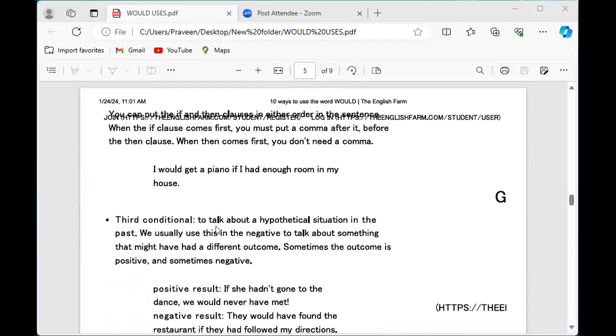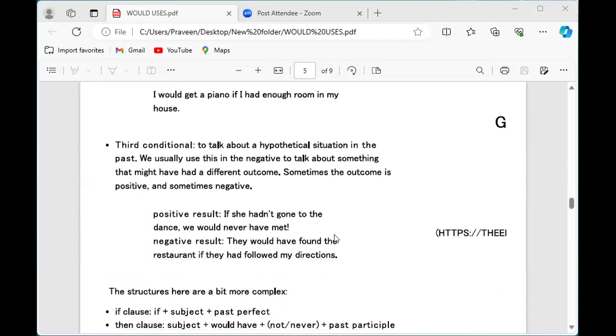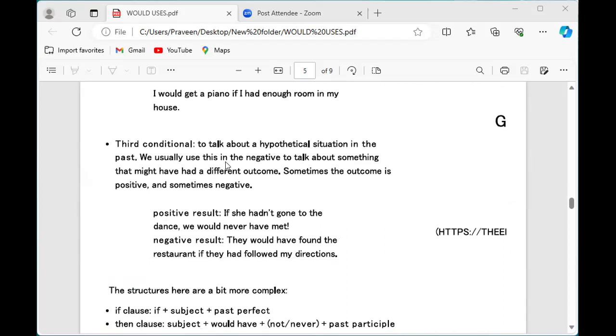Third conditional. To talk about a hypothetical situation in the past, we usually use this in the negative, to talk about something that might have had a different outcome. Sometimes the outcome is positive and sometimes negative. Positive result: if she hadn't gone to the dance, we would never have met. So she had gone, and that's why they met. If she hadn't gone, they would not have met her. That is what it means.